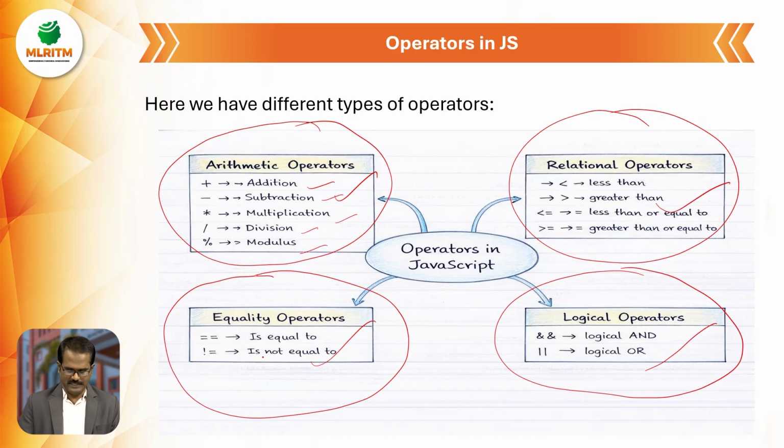Here, double equal to means the equality operator, and not equal to is exclamation mark equal to. Next, logical AND and logical OR. These are a little bit of explanation about the operators in JavaScript.